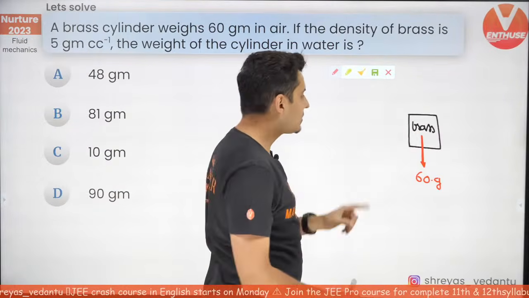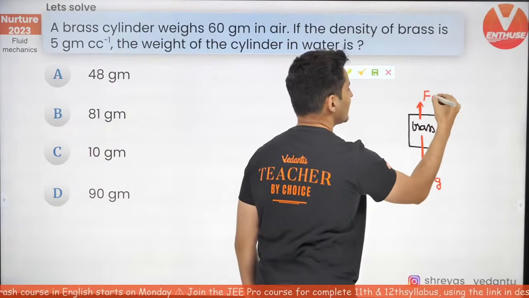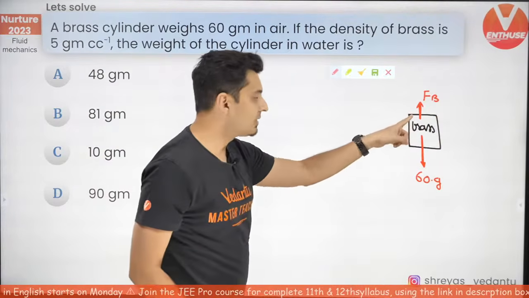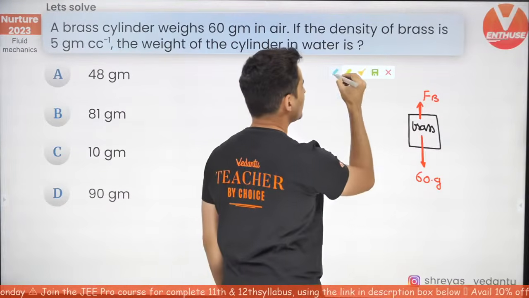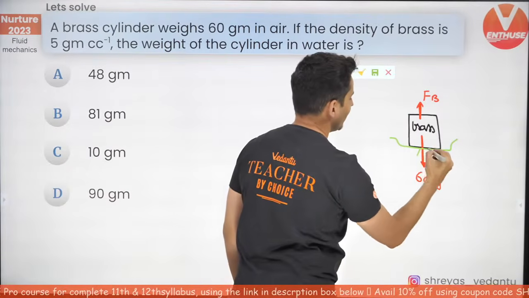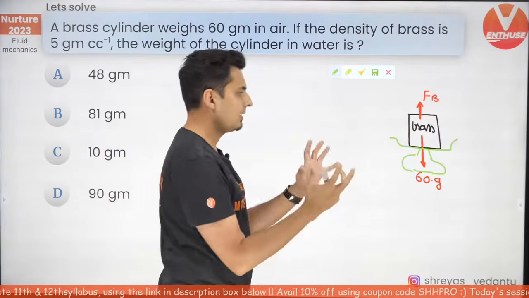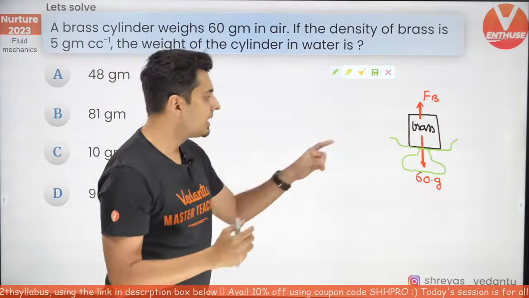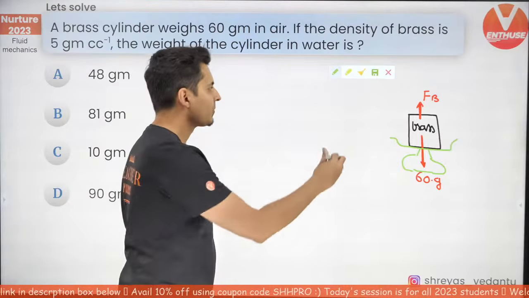There will also be a buoyant force upwards, and because of this, the brass will weigh less. So if somebody uses a weighing machine over here, that weighing machine is going to show lesser weight, correct? Because that 60 grams is down, but you are supporting it with the buoyant force.